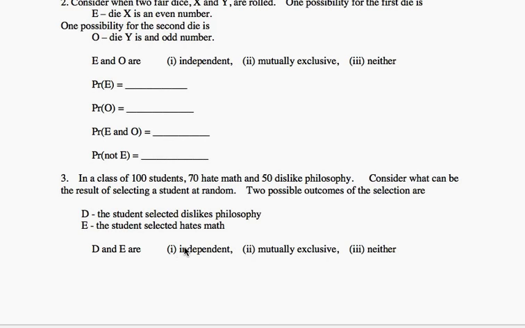So the idea that we're getting at here in this 3 is to show you that not every event will fall into the category of either independence or mutually exclusive. There are sometimes events that fall into neither. For the course's sake, we will focus mostly on these 2, but just be aware that there is this 3rd category where it's neither of these 2. Okay, that's it for the quiz.